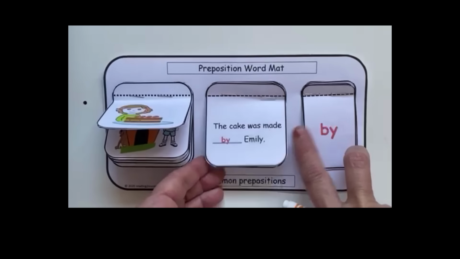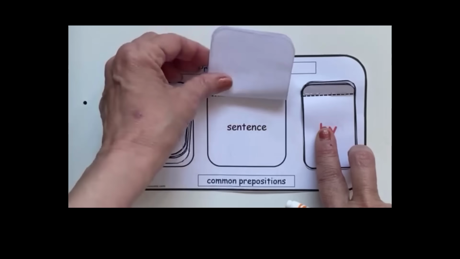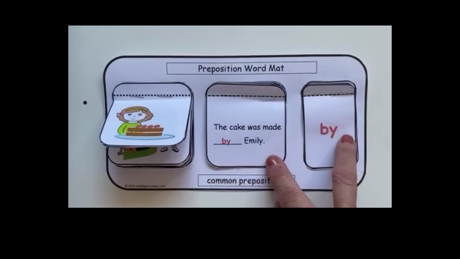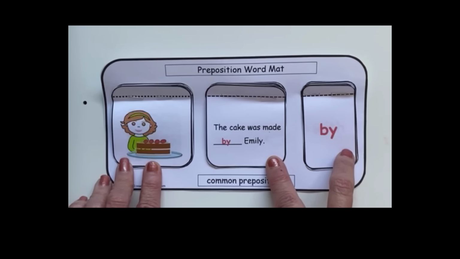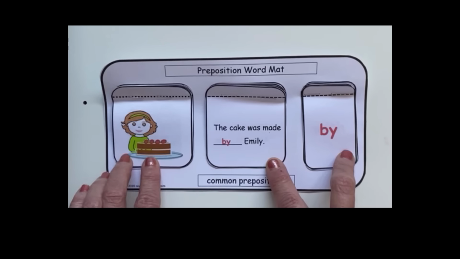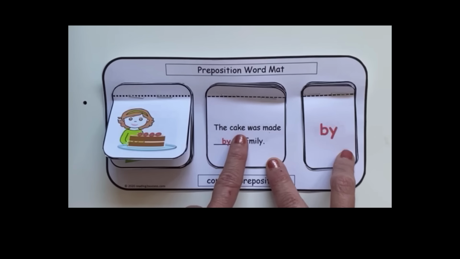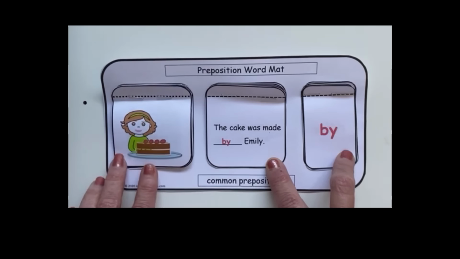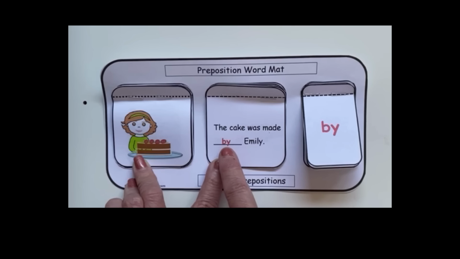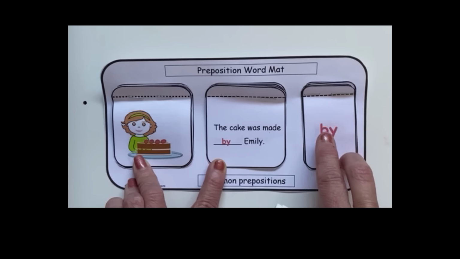Picture, sentence, and preposition. So our first one is actually done for us. We're going to have the picture match the sentence and match the preposition. So this is a girl with a cake. The sentence says, the cake was made by Emily. That matches. And then our preposition that is in the sentence is the word by, and this is by.